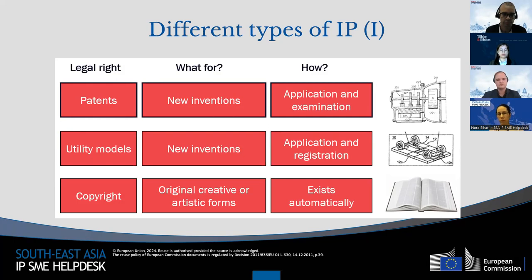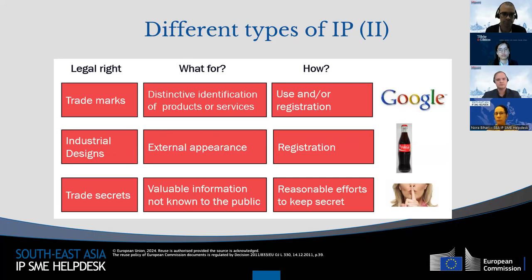The third one is copyright, the original creation or artistic form, and the right automatically exists when the work is created. Next. So trademarks are distinctive signs indicating the source of the product or service. They include, for example, names, logos, colors applied to the owner's product or service, which distinguishes them from the products and services provided by competitors.